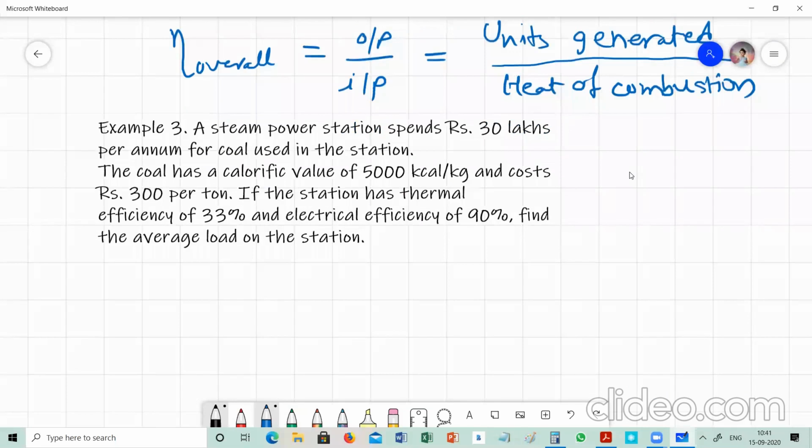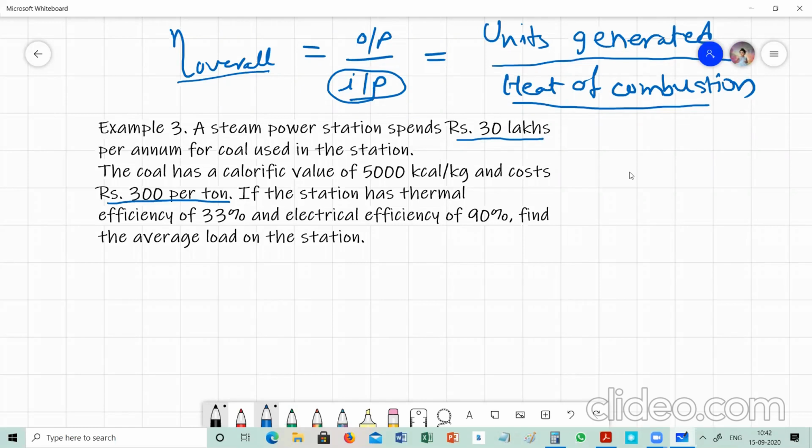Now if we calculate this heat of combustion, that is input, and using the information of efficiency eta, we can calculate units generated. They have given information about rupees 30 lakhs spent on coal, and the rate of coal is rupees 300 per ton. Using these two data, we can calculate the total amount of coal required annually.